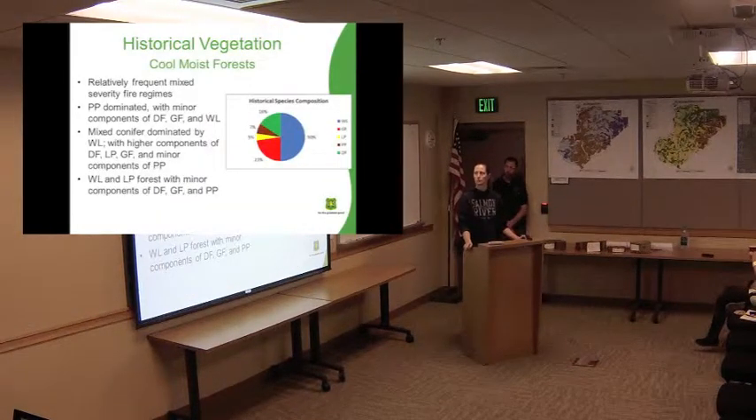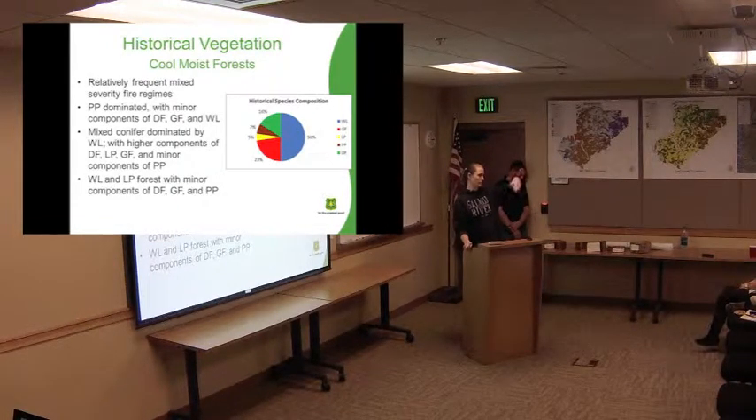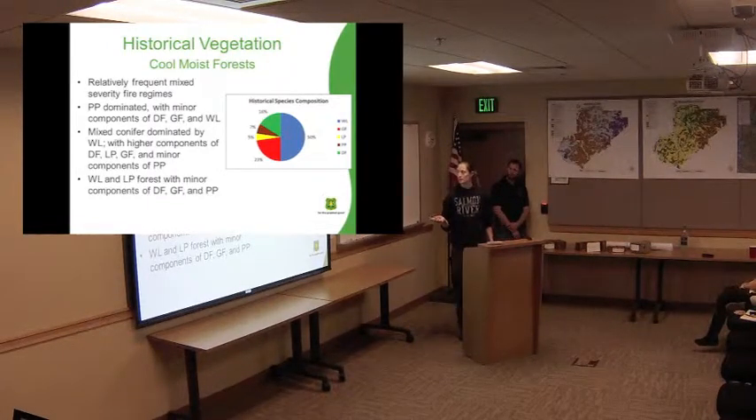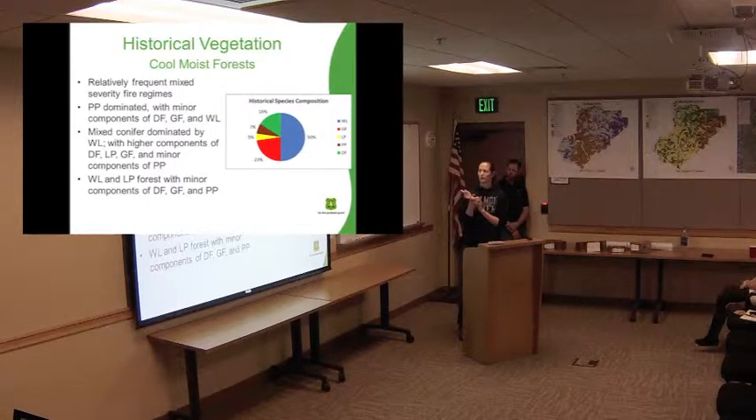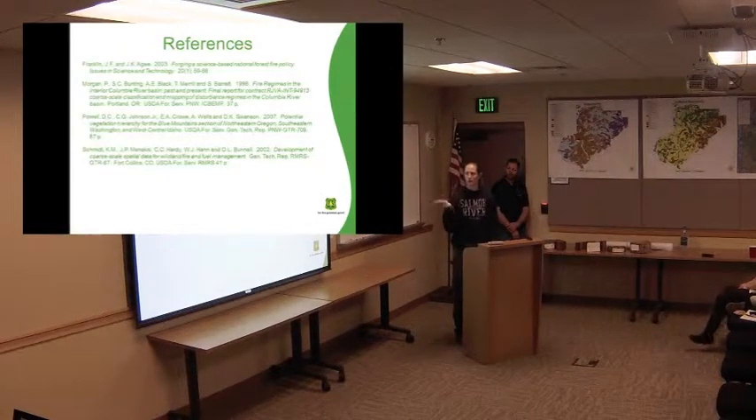And then in the cool moist forests, which were actually relatively frequent mixed severity fire regimes, there's ponderosa pine dominated areas, and that's basically on the south slope north of Big Creek. And then there were other stands that were dominated by western larch historically. And this is a stand that we sampled. We actually looked at the historical species composition, and from what we found, this stand was never logged. Approximately 50% of the trees out there were western larch. And then there's also areas, especially on the granitics, where there's western larch lodgepole pine forest historically. And then, if anybody's interested, there's quite a few references.